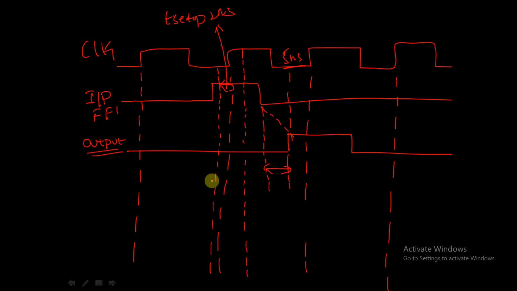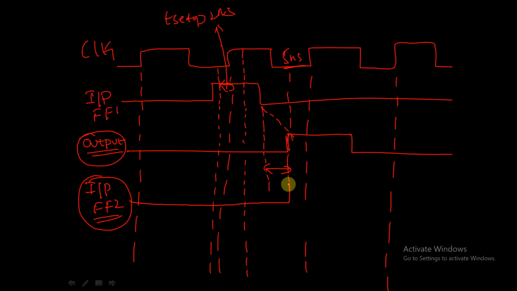We'll consider one more case. So this output is given to flip-flop 2, right? So it will become the input to flip-flop 2. This input to flip-flop 2 is given at 7 nanoseconds. Here this is the input, right? So I'm drawing it. This is the input to our flip-flop.